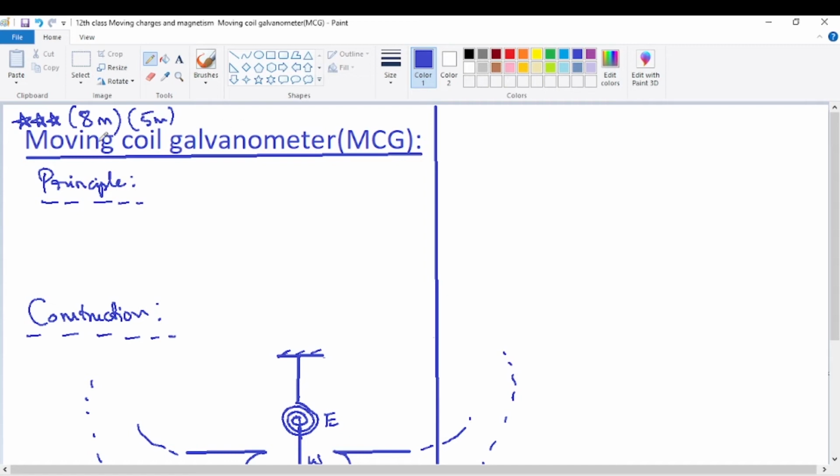So today's topic is the moving coil galvanometer. From the name itself, it can be seen that it consists of a moving coil, a coil which actually rotates. The word galvanometer stands for any device which detects electric current.